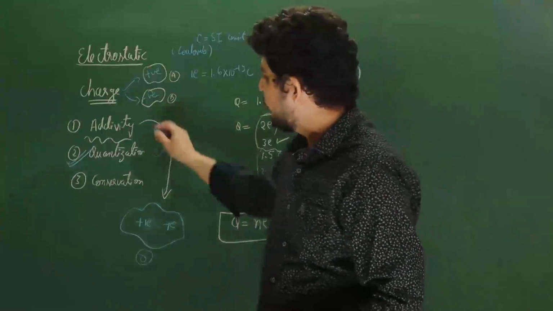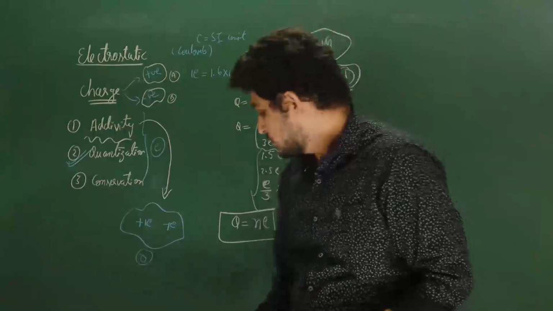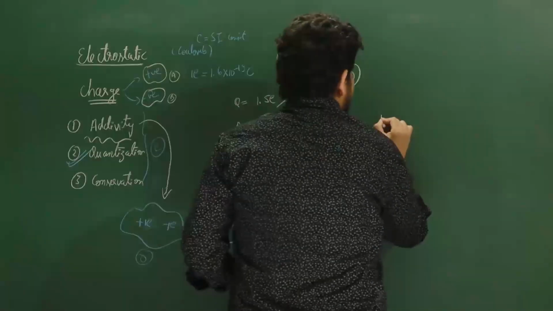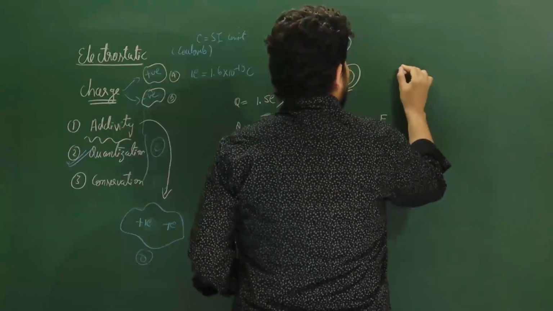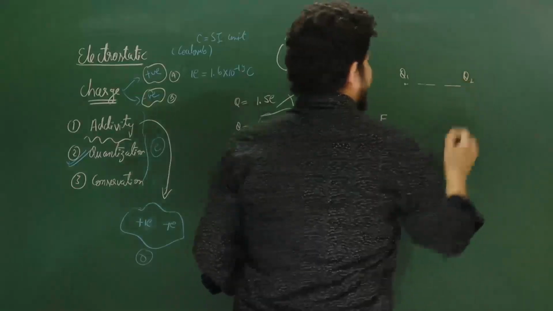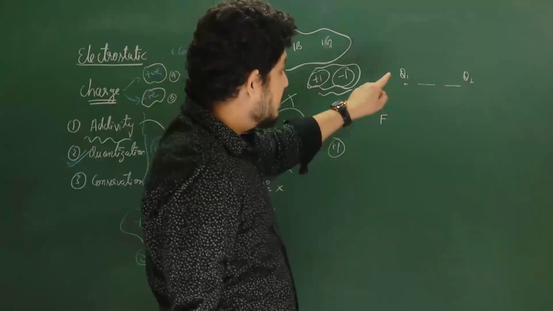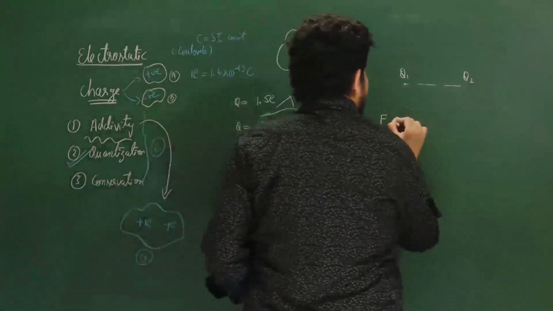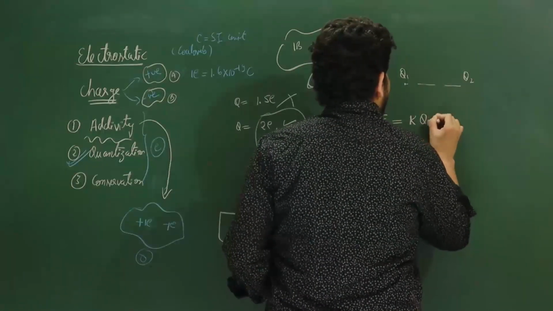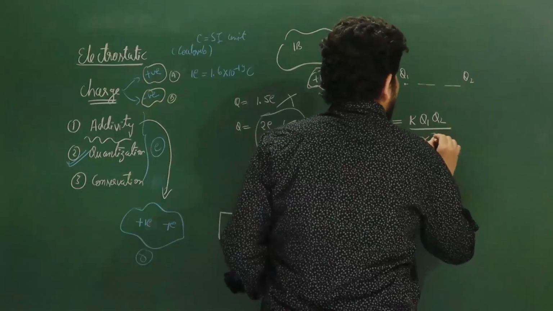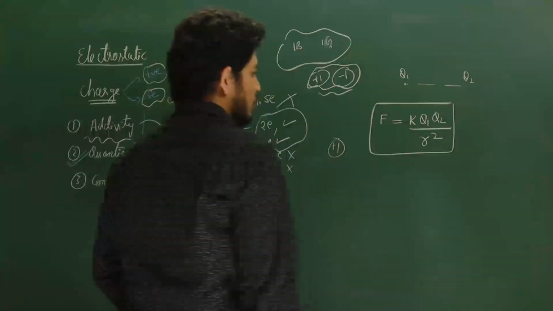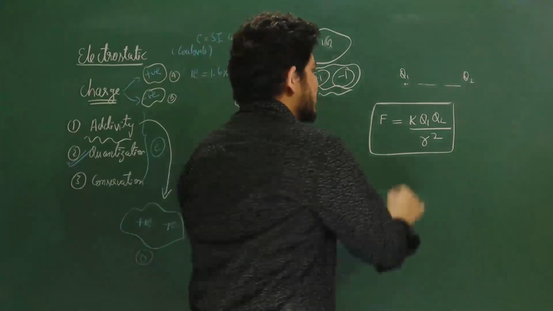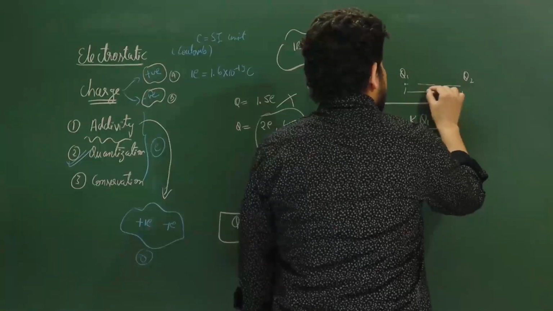These properties are very, very important. So now let's start Coulomb's force. Coulomb's law says that for the force between two charges Q1 and Q2, the first thing to remember is that this force is only valid for point charges. This is Coulomb's law. The force between two charges is K Q1 Q2 by r square, where r is the distance between the two charges and both the charges are point charges.